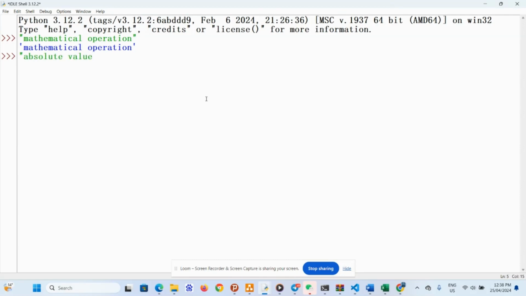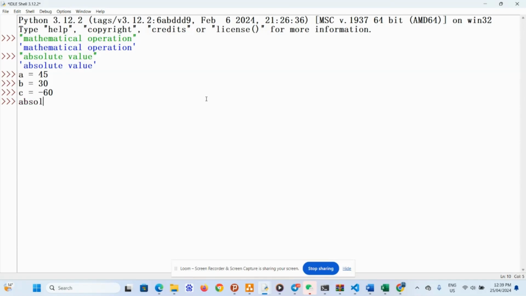Absolute value. So now on absolute value, we have to define variables. Let's say A is equal to 45, enter. B is equal to 30, enter. C is equal to, let's say, minus 60, enter. Okay, now what are we looking for?